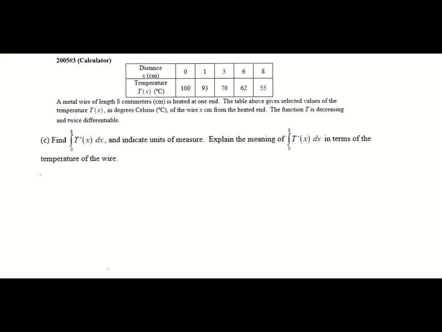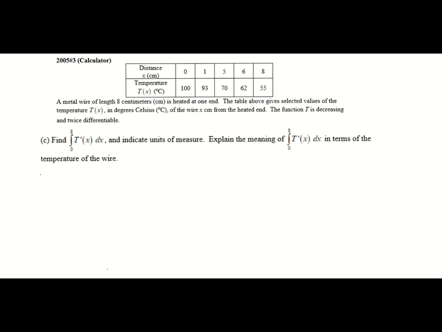Okay, Part C. Find the integral from 0 to 8 of t prime of x dx. Indicate units of measure and explain the meaning of the integral from 0 to 8 of t prime of x dx in terms of the temperature of the wire. Okay, when you do an integral of a derivative, those are like inverse operations and they kind of cancel each other out. So that would be t of x. However, you still have to apply the 8 and the 0 into the result.